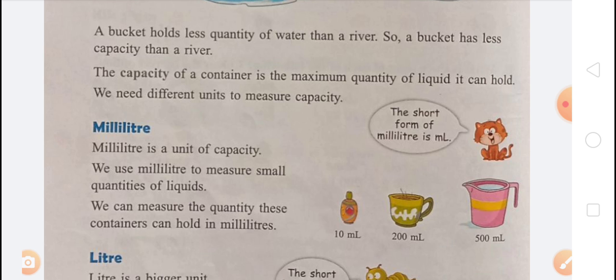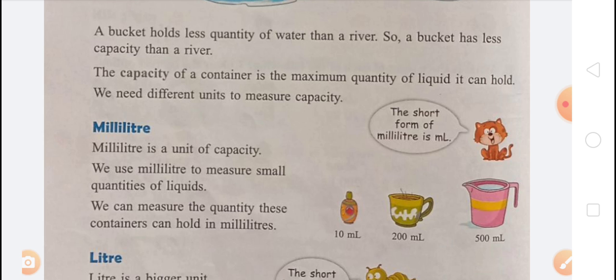We use milliliter to measure small quantities of liquid, like a cup, a glass, an oil bottle and a mug. They can hold less water, that is in milliliter. We can measure the quantity these containers can hold in milliliter. Milliliter is a unit of capacity.